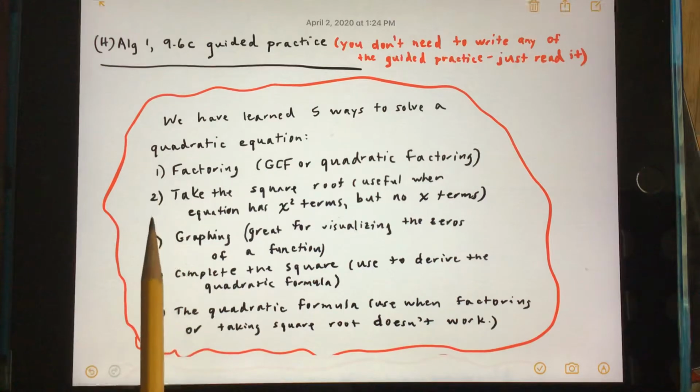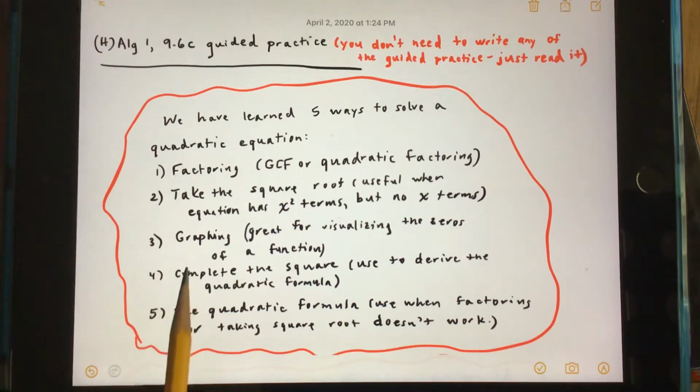So both of these techniques, factoring and taking the square root, work great when the equations lend themselves to those methods because those equations actually can be solved with those methods. Sometimes those methods don't work. And that's when we have some other techniques at our disposal. Another technique that we did learn about and spent a lot of time developing is this idea of graphing our quadratic equations to solve them.